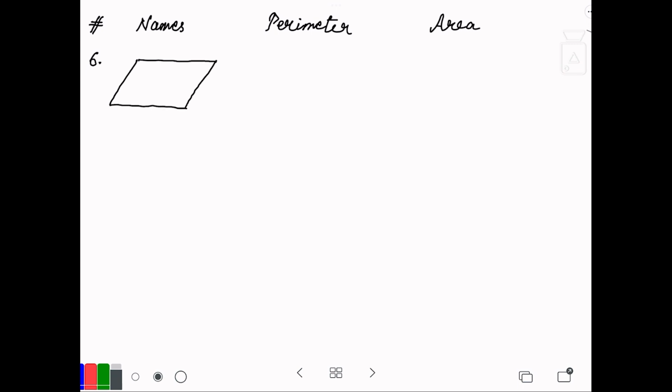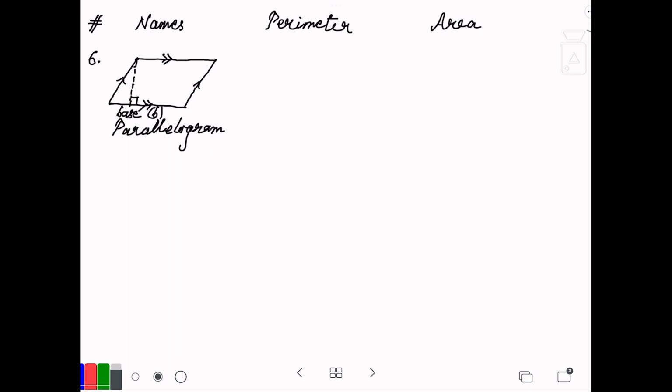What is meant by a parallelogram? If you have opposite sides equal and parallel, we call it a parallelogram. This one is called the base, which you can represent as B. As always, the height is the line drawn straight such that it touches the base at 90 degrees.